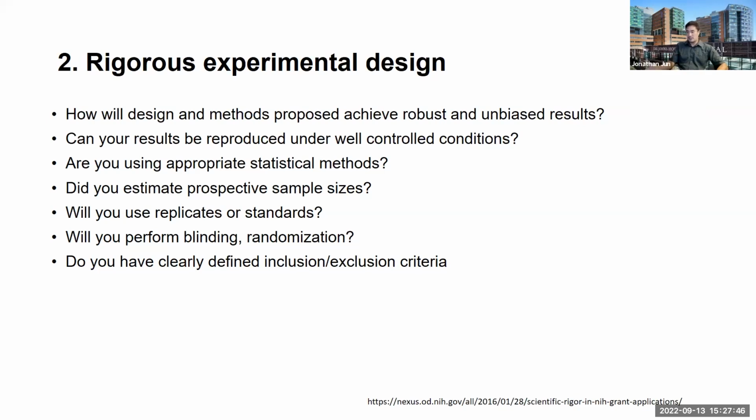Even if this is a basic science study and you're doing mouse studies, who's going to be reading the data? Is that person who's going to be interpreting the results blinded to the arm that you're in? And do you have very clearly defined inclusion and exclusion criteria? Is there an easy way to say, here's the pipeline going from raw data to the finished product?